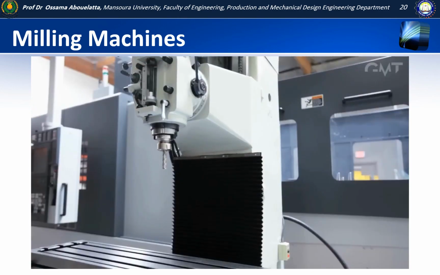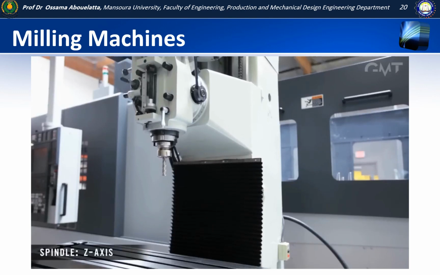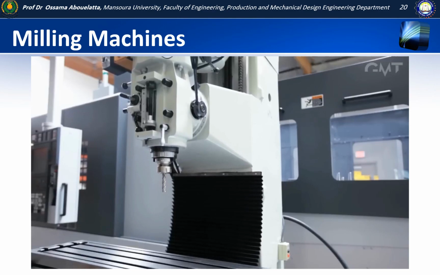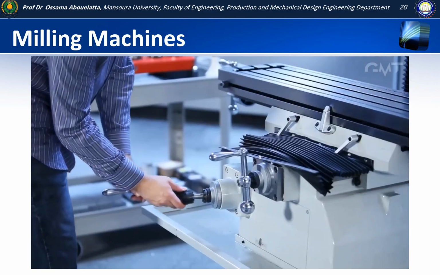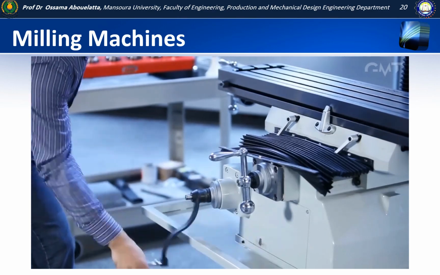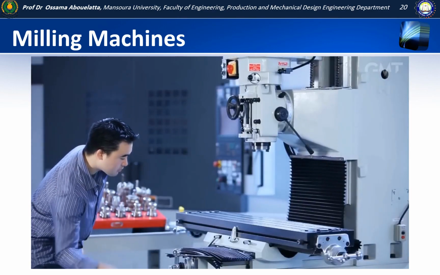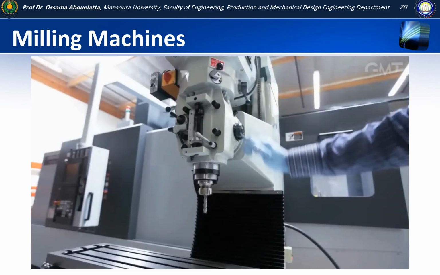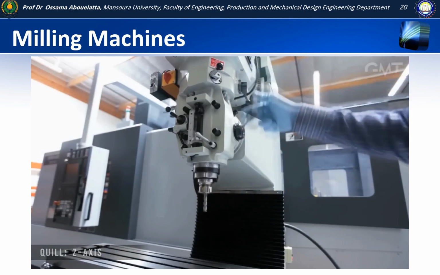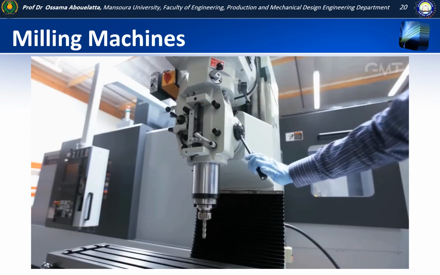The spindle, which holds and rotates the cutting tool, is housed in the milling head and can be moved vertically along the Z-axis. Z-axis movement can be accomplished by moving the entire head vertically along the column. Alternatively, a lever-operated quill can provide rapid vertical movement for operations such as drilling.